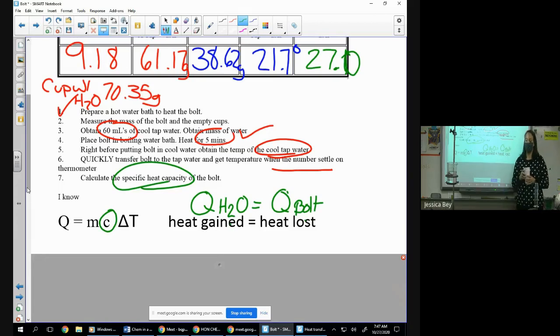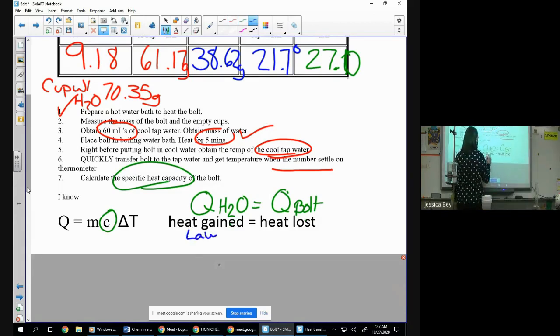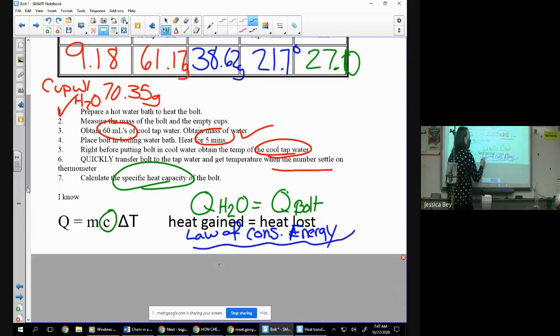But one other thing I want to kind of point here, and the reason why I can say this, here, this is the law of conservation of energy. So what we're going to pretend in our class is that every joule from the hot water or from the hot bolt went into the cold water. They are absolutely equal, okay? Didn't lose anything to the air, all that kind of good stuff. So everything was equal there.